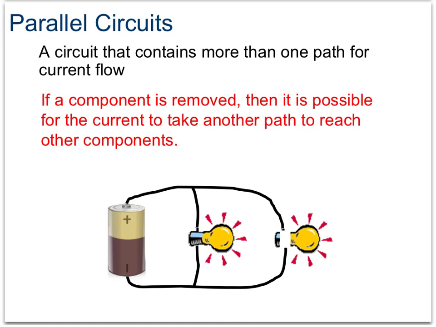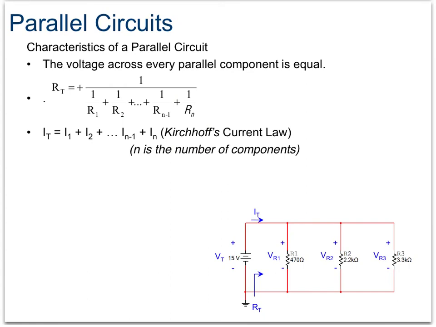Parallel circuits. A circuit that contains more than one path for the current to flow. In this specific picture, we got this battery and 2 light bulbs. If I were to remove one of these light bulbs, the other light bulb would still work. If I removed the first light bulb, the second one would still work. That's how a parallel circuit works.